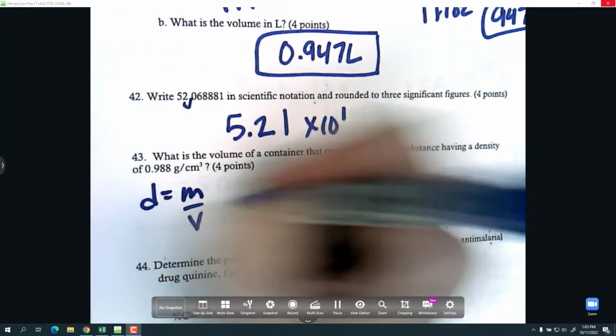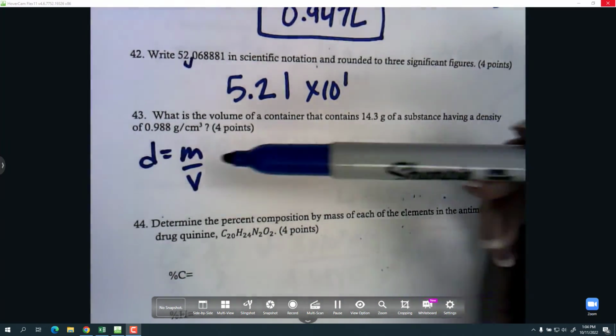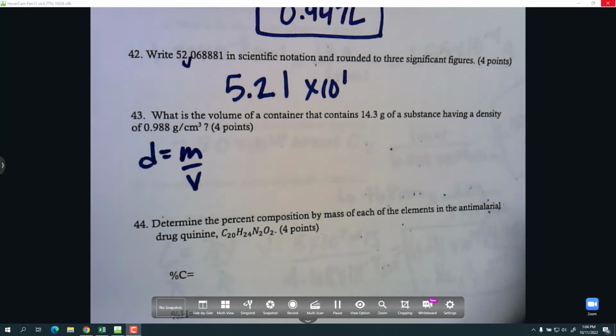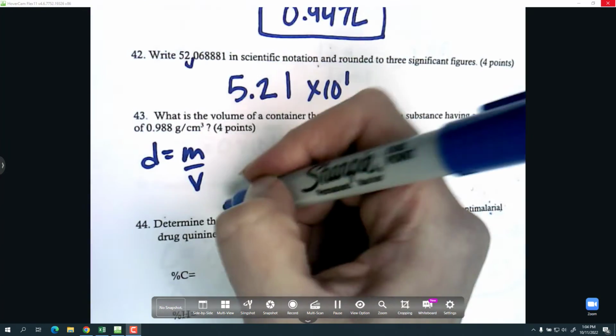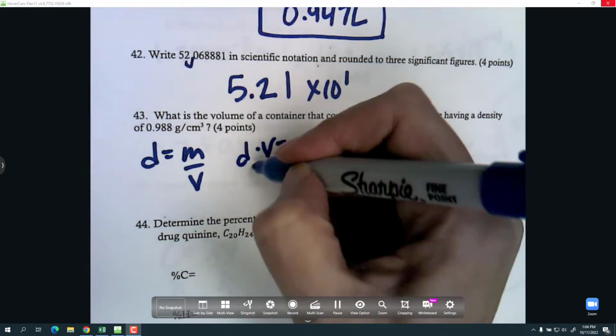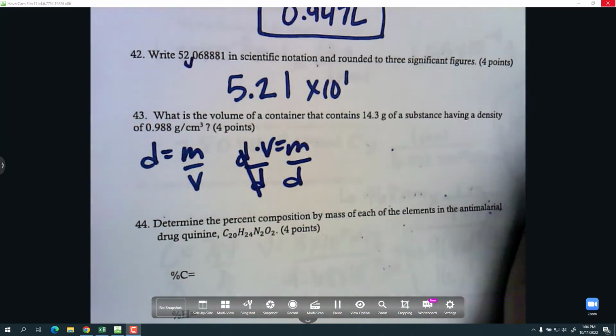Density. Okay, density equals mass over volume. I'm going to be solving for volume, so I need that to be by itself, and I need it to be on top. You can do whatever way you want to get that on top. I'm going to cross multiply. So density times volume equals mass. Then I'm going to get it by itself. So volume equals mass over density.